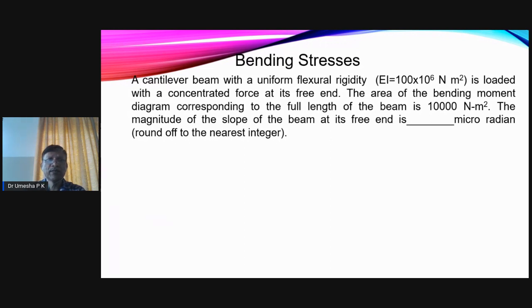Take a problem: a cantilever beam with uniform flexural rigidity, EI equal to 100 into 10 to the power of 6 Newton meter square, is loaded with a concentrated force at its free end. The area of the bending moment diagram corresponding to the full length of the beam is 10,000 Newton meter square. The magnitude of the slope of the beam at its free end is dash microradians, rounded up to the nearest integer. These are the different options given. We'll see that one.